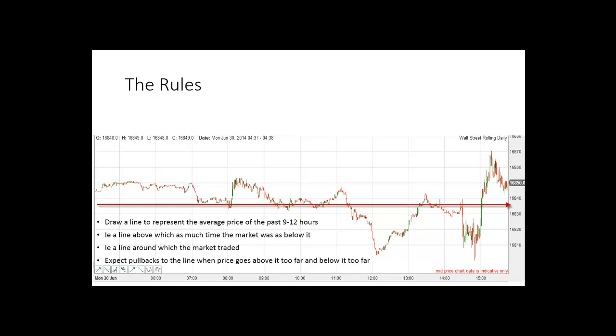Okay, first we draw a line to represent the average price for, let's say, the last 9 to 12 hours. Draw a line above which, for much of the time, the market was below it, and a line around which the market tended to trade. We expect pullbacks to the line when the price goes too far above or too far below it. That's what happens.